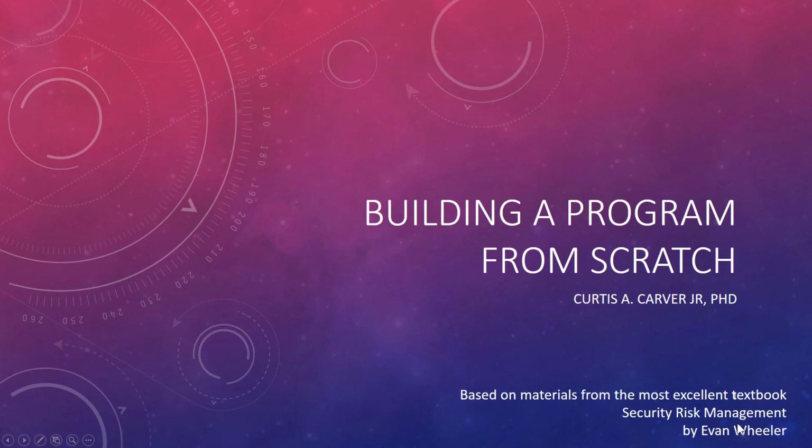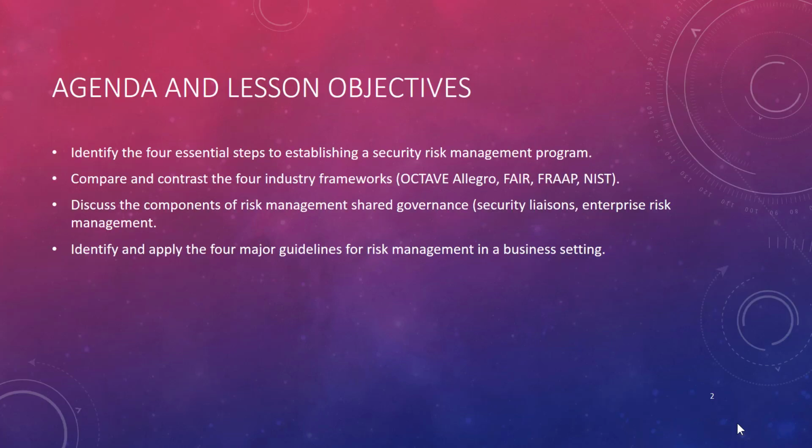Well, welcome back. This is the first of two videos exploring chapter 14, the last chapter, from Wheeler's most excellent textbook on security risk management. During this video we'll look at building a risk management program from scratch. We'll start by identifying the four essential steps in establishing a risk management program, then compare and contrast the four industry frameworks, and that'll be it for this video. We'll cover the last two lesson objectives in the final video.